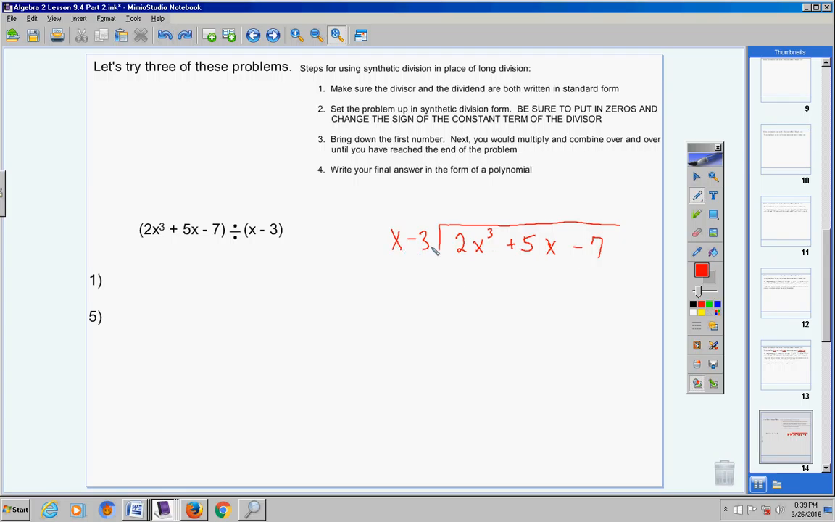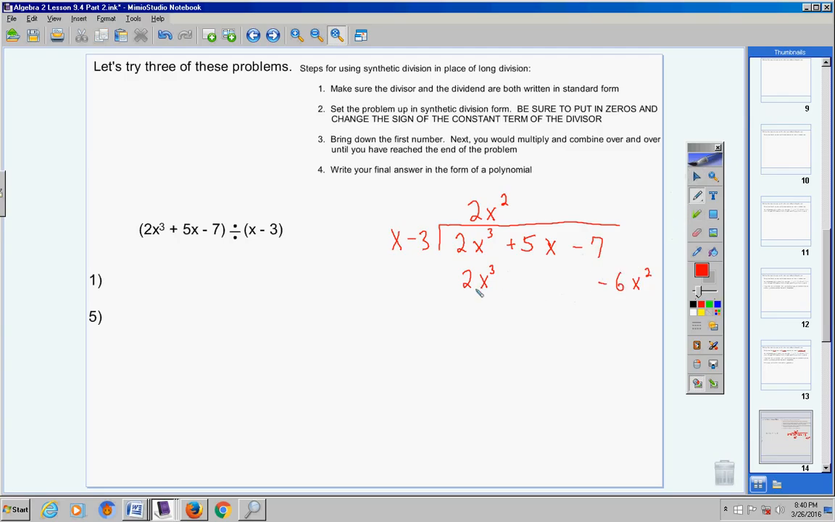So x goes into 2x cubed, 2x squared times. Next, I told you to take this and multiply it by both of these terms right here. So 2x squared times x, 2x cubed. 2x squared times negative 3, negative 6x squared. There's no x squared for me to put my negative 6x squared underneath, so I'm going to put it off to the end over here. Alright, let's continue on.